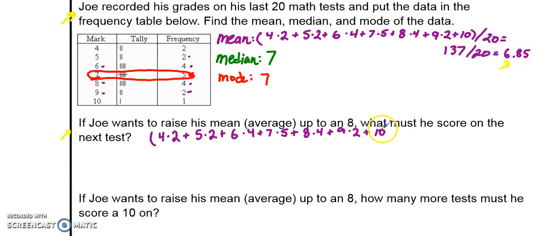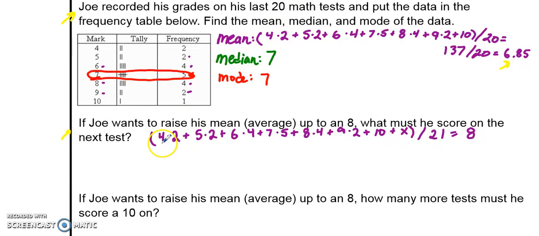Now, we don't know what he's going to score on his next test, so I'll just add a plus x to the end, where x is his score on his next test. Now again, we're going to add all of those scores together and divide by the number of tests he's taken. In the last example, he took 20 tests, but now we're talking about all those tests plus one more, so by that point he'll have taken 21 tests. We'll divide by 21. And what does it equal? Well, we're hoping that equals an average of 8. That's our goal, to get an 8 as our average.